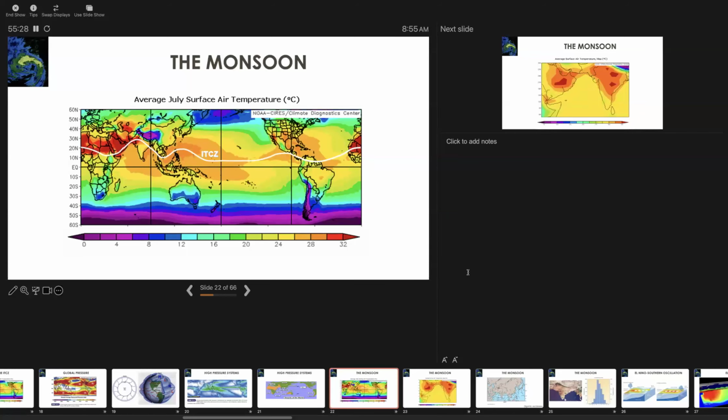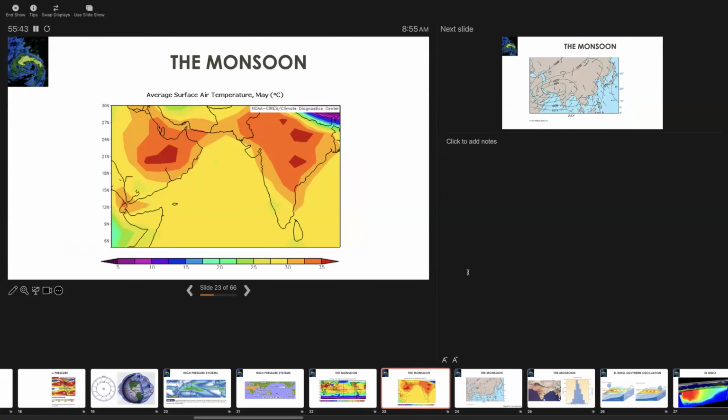So what this does is that, remember, this ITCZ is the area of highest temperature, but also the lowest pressure. It's the equatorial trough, right? It's that trough of low pressure. So it's bending up here. Let's see if it shows up in the next one.